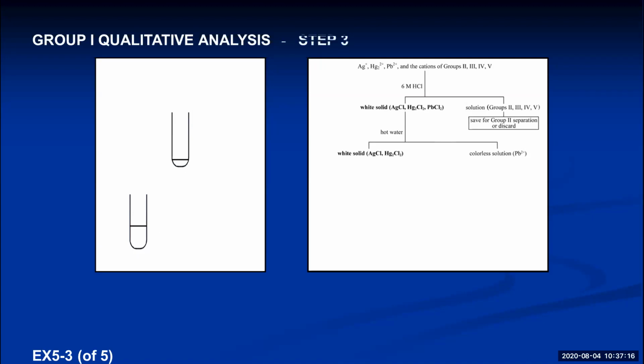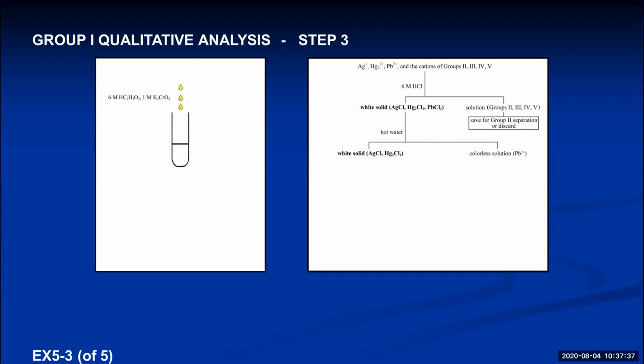So what we're going to do is go to step 3 now, and we're going to take the colorless solution and add something to it that would react with the lead 2 ions if they're present. The reagent we're going to use in step 3 is 1 molar potassium chromate, with the solution made acidic with some acetic acid.